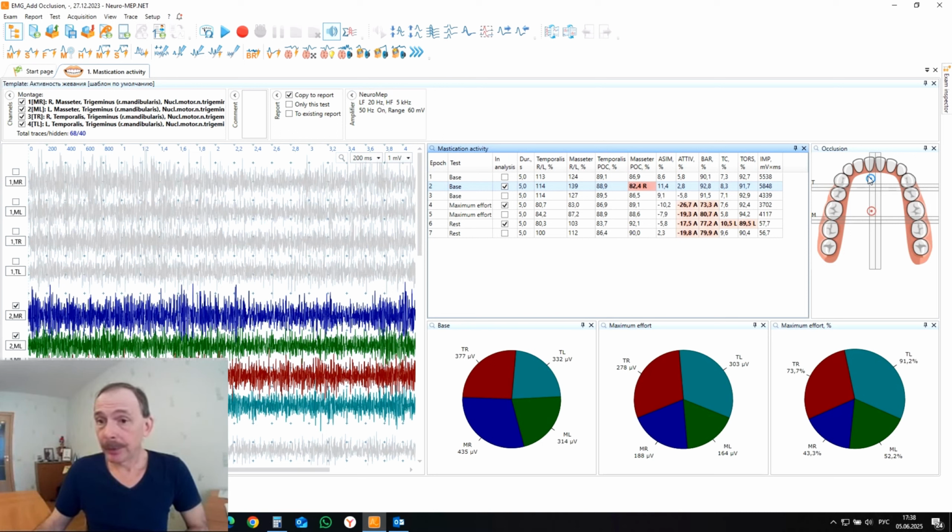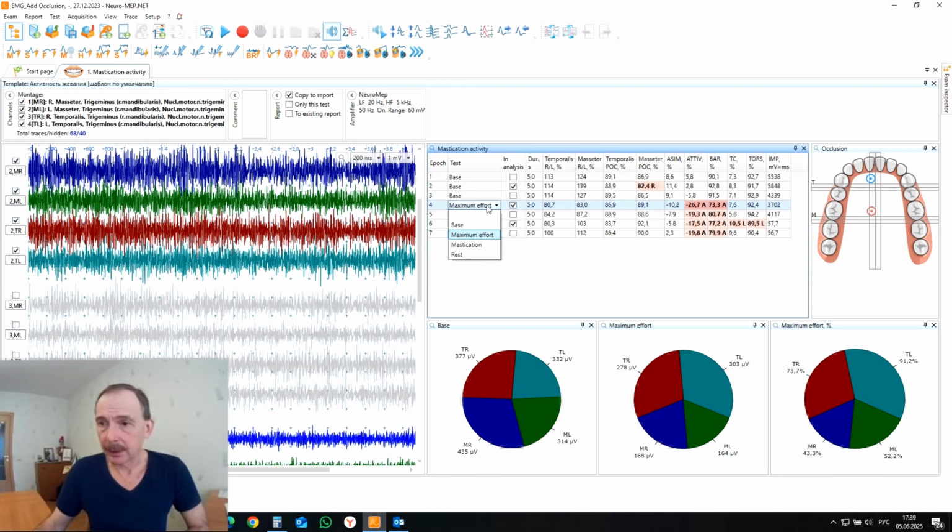How are the ATTIV and BAR coefficients interpreted? Forward and backward movement. Here the circles are moved forward and backward relative to these middle lines. The gray color indicates the norm, and if we have circles within this gray area, then we have the norm. If they have moved somewhere else, then we have a predominance. In particular, in our case, the circles have moved forward. It means we have anterior predominance.